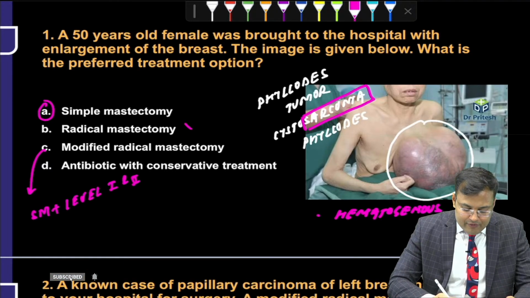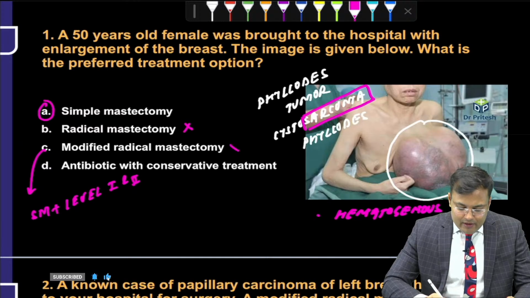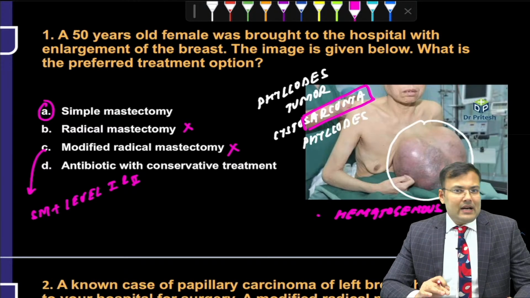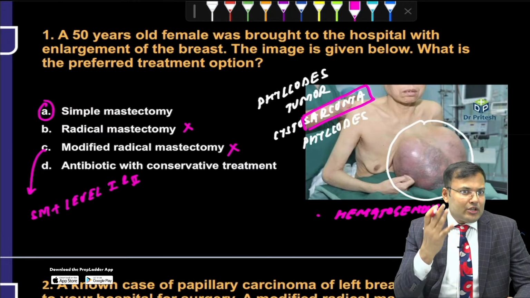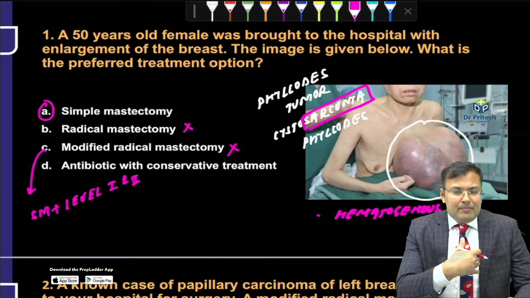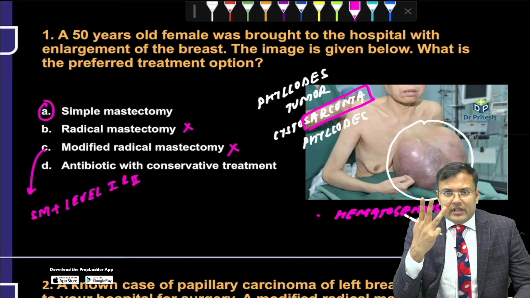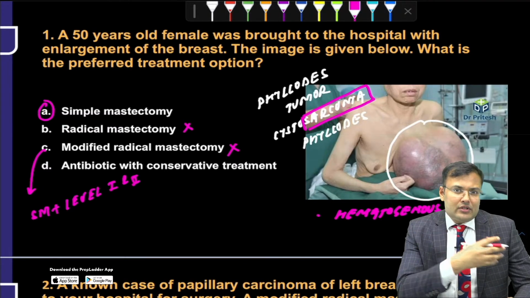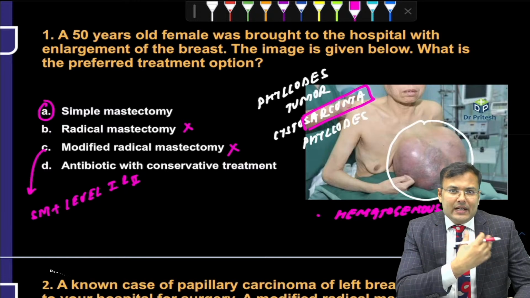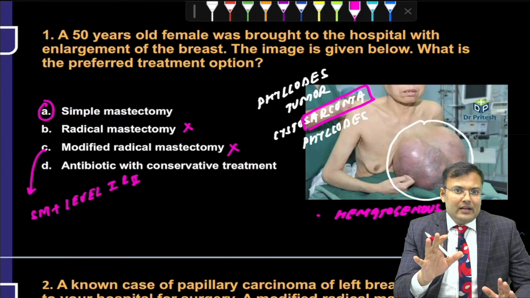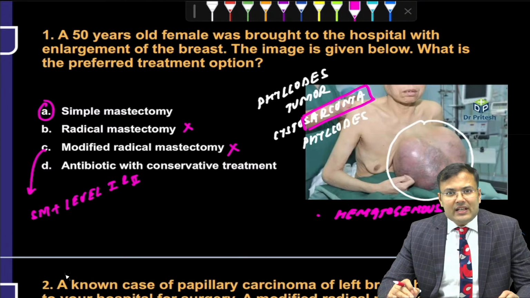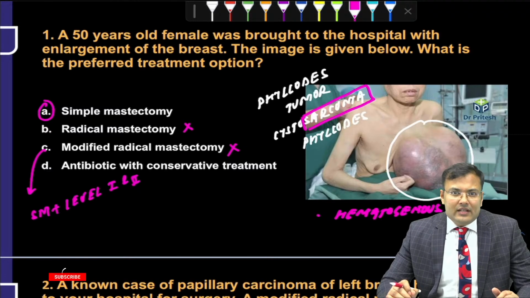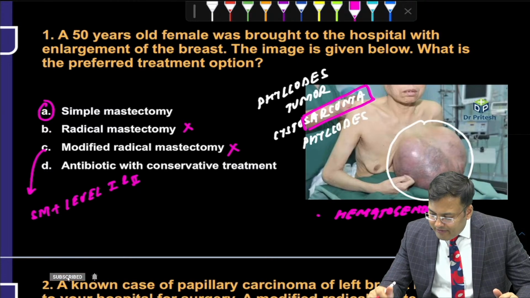We are not going for radical mastectomy. We are not going for modified radical mastectomy, because in radical mastectomy, apart from simple mastectomy, level 1, 2, 3 lymph nodes are removed and we have to excise pectoralis major and minor. Clear? So the correct answer for this question is A, because the diagnosis is cystosarcoma phyllodes. So everybody is correct. All of you are correct.